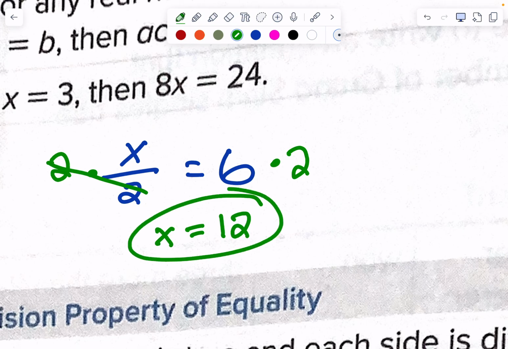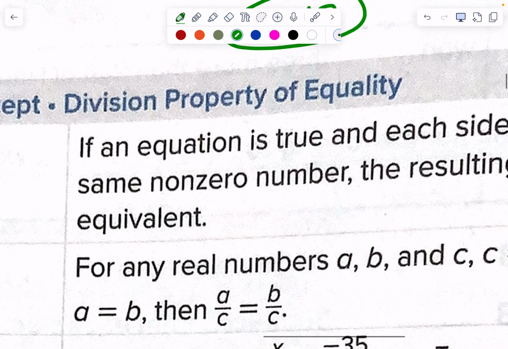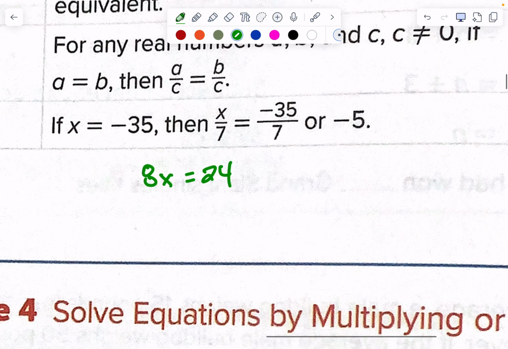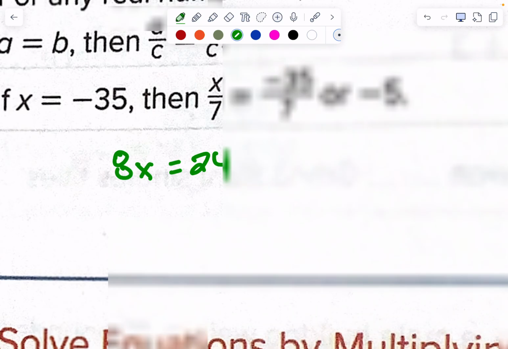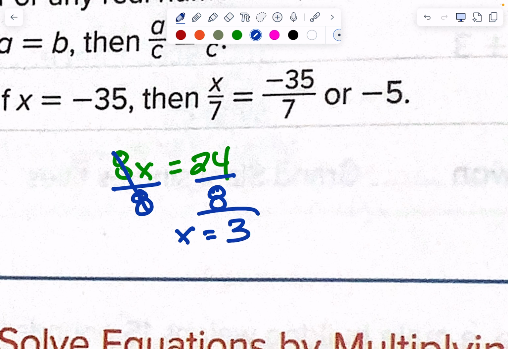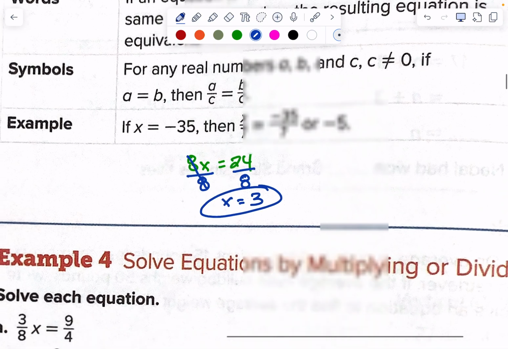Every time you do this, you're going to say, okay, what is being done? Do the opposite. The opposite of add is subtract. The opposite of multiply is divide, and that type of thing, okay? So you're going back and forth. Same thing here, division properties. Let's say they have 8x equals 24. 8 and x are being multiplied. So we have to do the opposite, which is divide. And the 8 and the x are going to cancel, and x is equal to 3. And because of the division property of equality, as long as I do it to both sides, it's legal, right? Easy peasy. Okay?